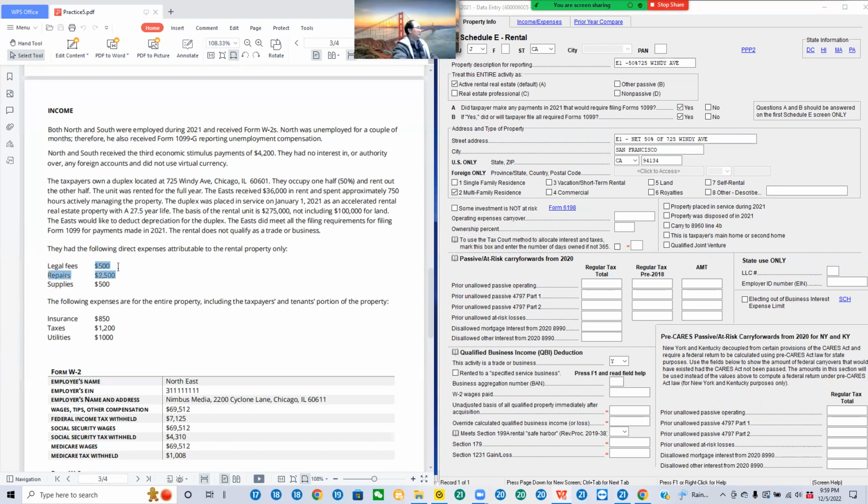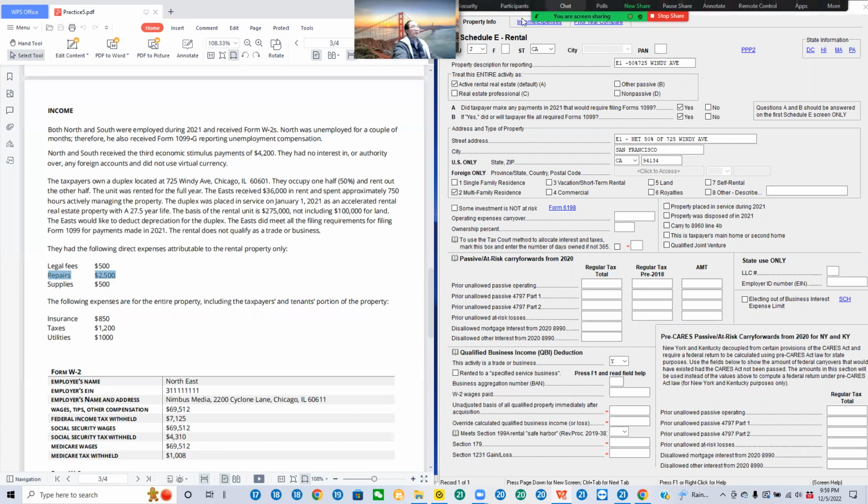Now on the other hand, $500 of legal fee is not required. It's less than that. So the insurance does not require the 1099. Okay. The tax as well as this. So the only one that requires 1099 is the repair. The supply, even if more than $600, does not require it as well.